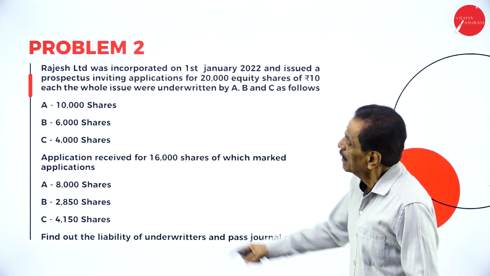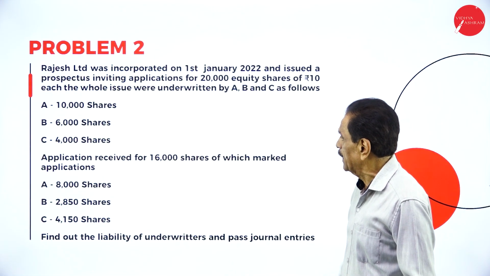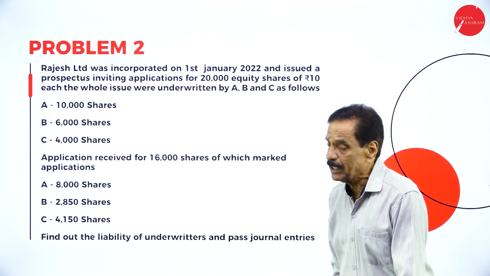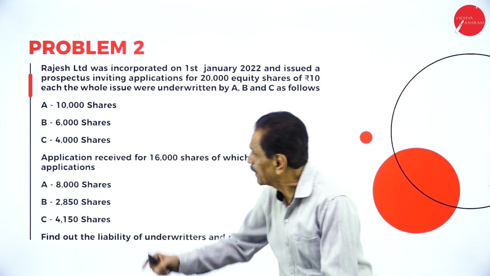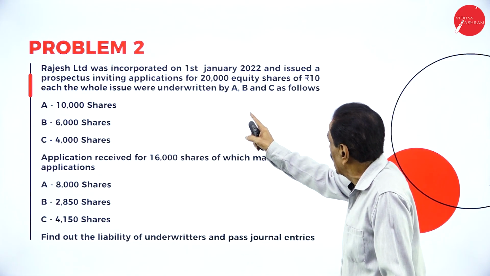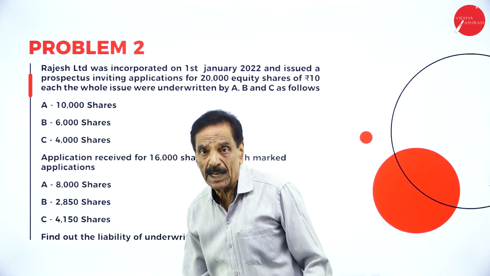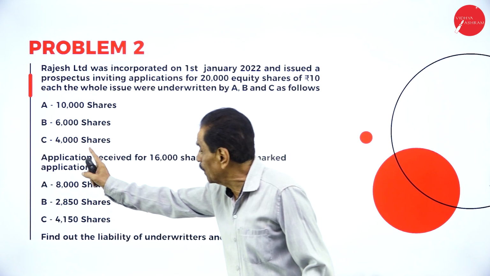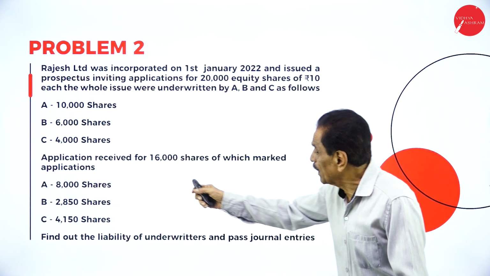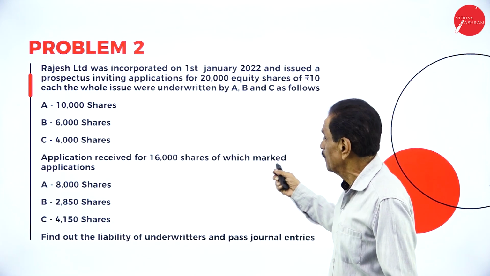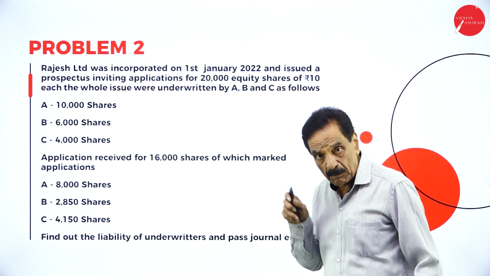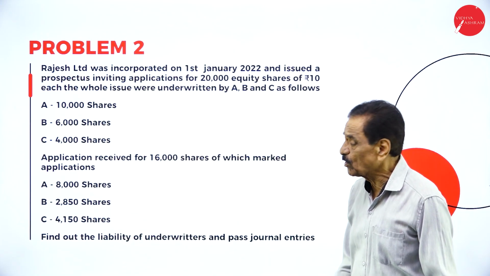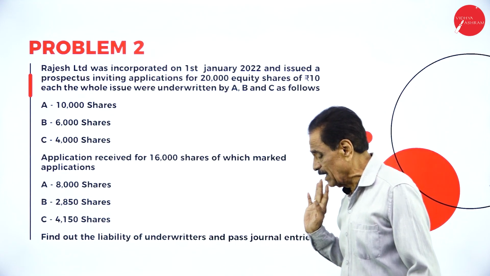We'll move on to the problem now. Rajesh Limited was incorporated on 1st January 2022 and issued a prospectus inviting applications for 20,000 equity shares of 10 each. The whole of the issue was underwritten by A, B and C as follows. A takes the responsibility of selling 10,000 shares, B 6,000 shares, C 4,000 shares. Applications received from the public are for 16,000 shares, which includes the marked applications: A 8,000 shares, B 2,850 shares, C 4,150 shares. Find out the liability of the underwriters and pass the general entry.